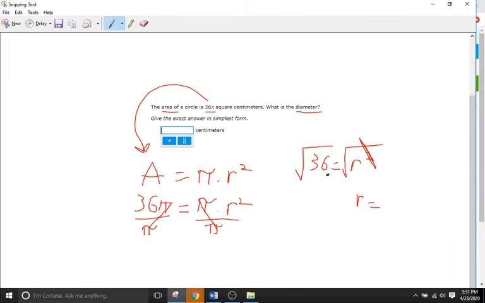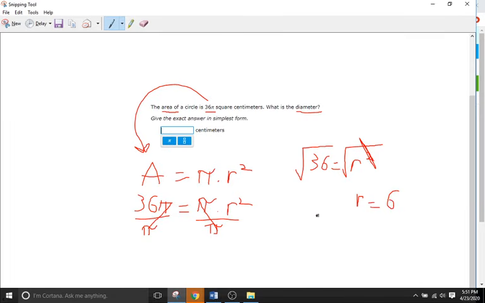And then the square root of 36 is just saying what times itself is 36. So is 4 times 4 36? No, it's 16. Is 5 times 5 36? No, it's 25. Is 6 times 6 36? Yes, it is. So the square root of 36 just is 6.